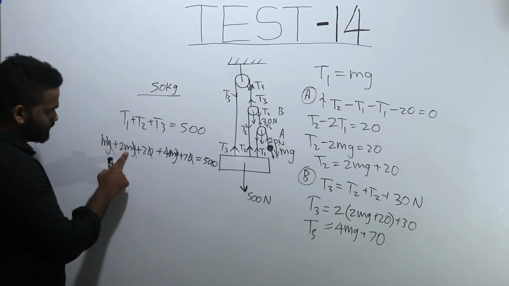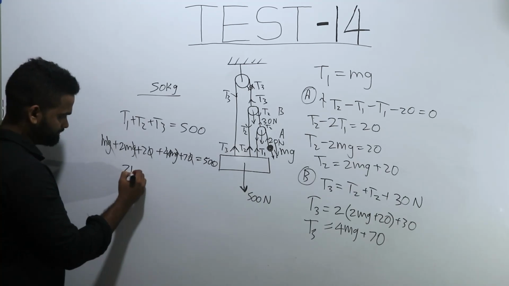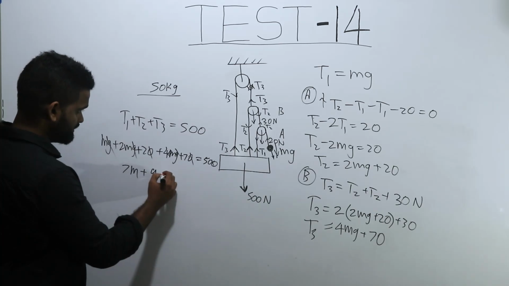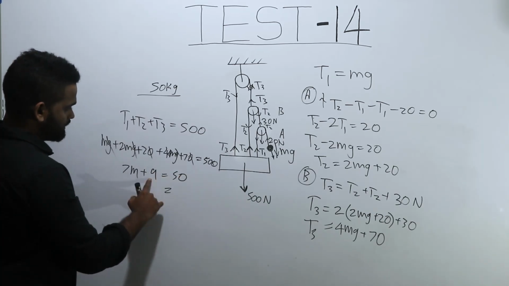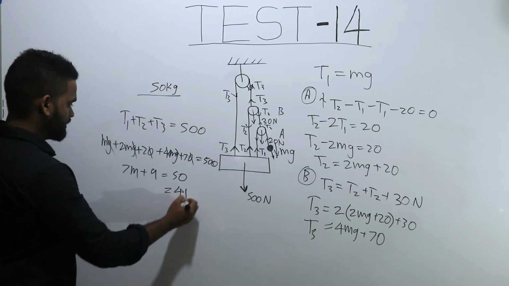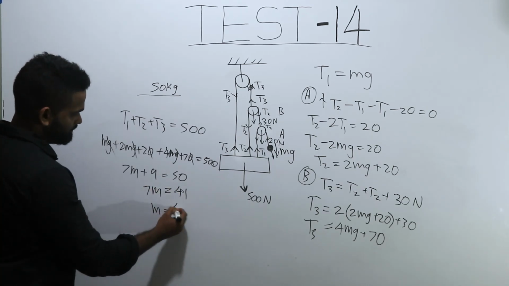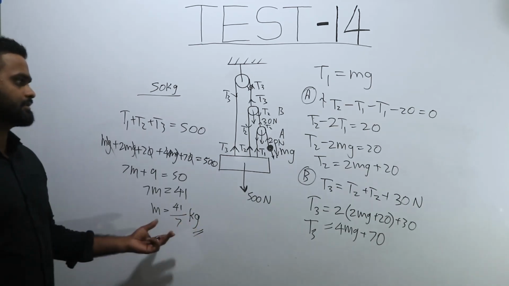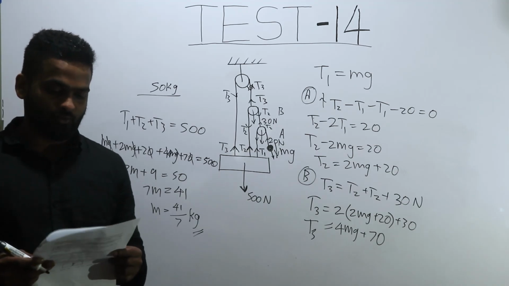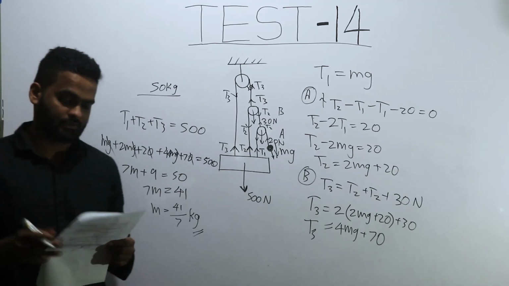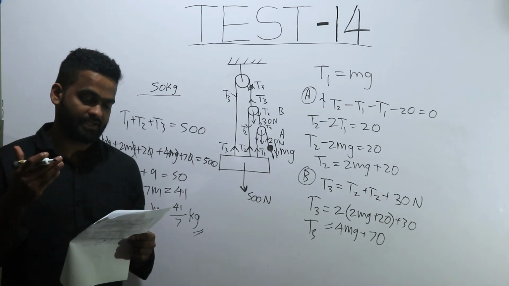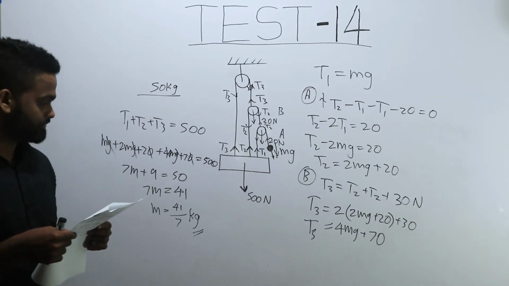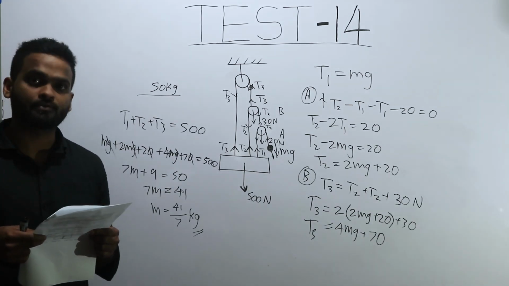Then M, 2M, 3M, 7M plus you have 2, 7, that is 9 equals 50. So take it to the other side, so this becomes 41, 7M. So M is equal to 41 over 7 kilograms. That is the mass of that weight attached to capital A. That's the value for M. So the answer should be the first one for the fifth question.